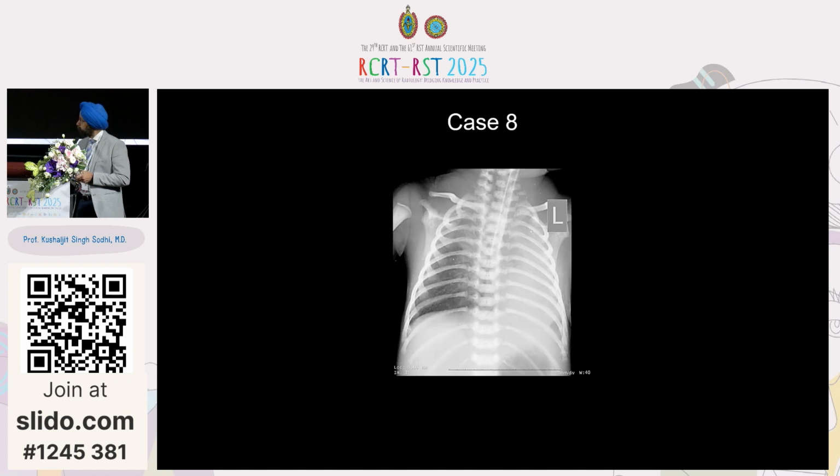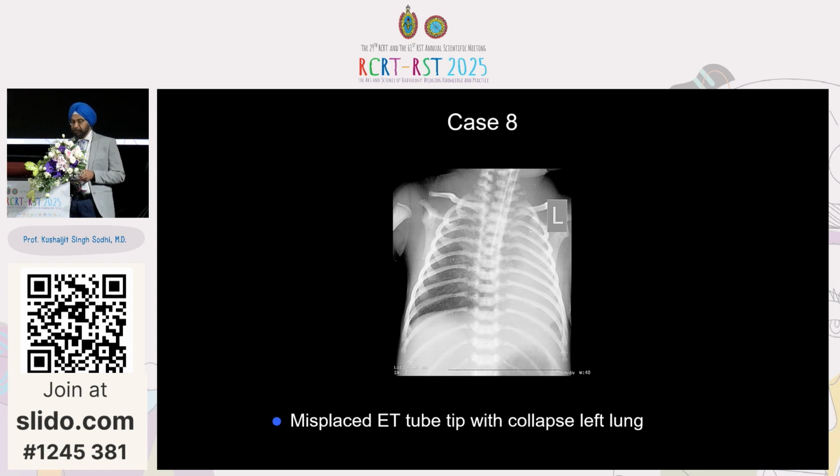What about this one? So the right looks okay, but there's an opaque left side, and I don't know if you can make out, the endotracheal tube has literally gone down, so there is collapse on the left side because of a misplaced endotracheal tube. So you need to look at the tubes very carefully. That can be another reason for a child coming with respiratory distress.